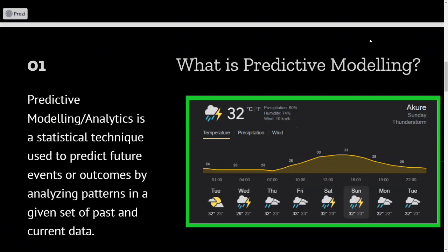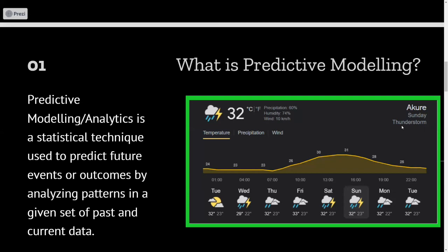I know we all have smartphones, and there's something that usually pops up on our screen every now and then telling us something like, oh, 32 degrees Celsius or X degrees Fahrenheit wherever you are. For example, I have an image on my screen here showing me the temperature for tomorrow in Akure, and here I can see 32 degrees centigrade in Akure, that is tomorrow. So this is an example of what prediction is.